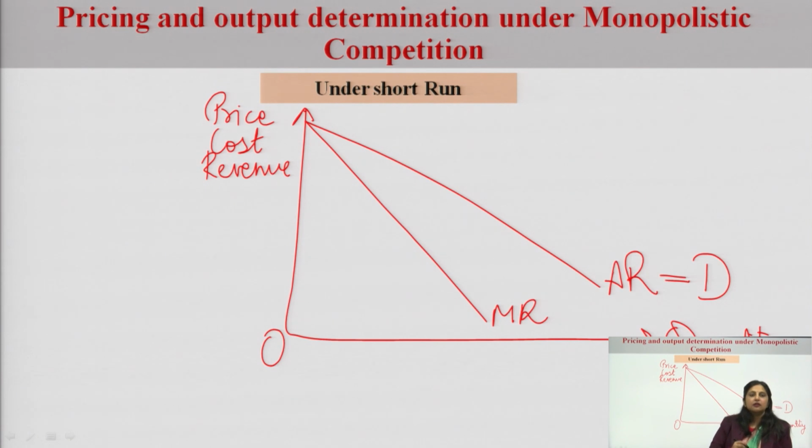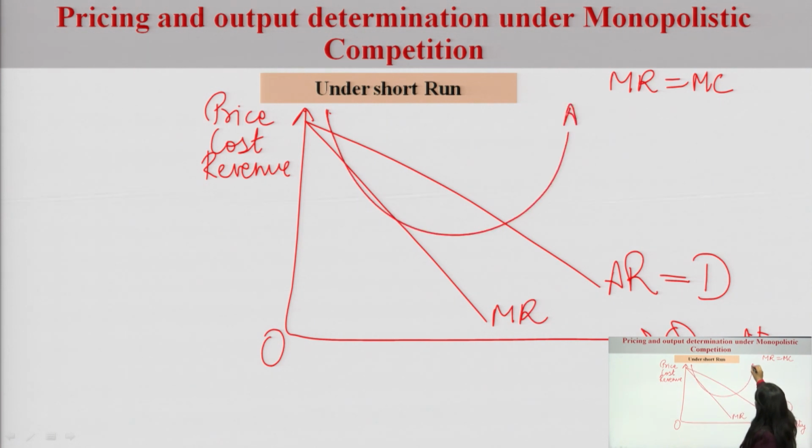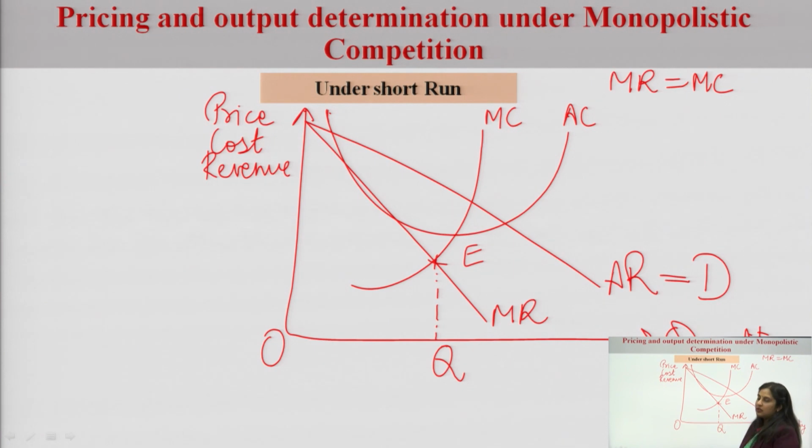Now, the question is, what should be the optimum output? How much quantity should he sell and at what price should he sell? So, for determining that, he should know what his cost is. So, again he has to find a situation where MR is equal to MC. Suppose this is his average cost and this is his marginal cost. So, where is the optimum output determined? At point E. From point E, if we draw the ordinate to the x axis, we will get the optimum output, which is called OQ.